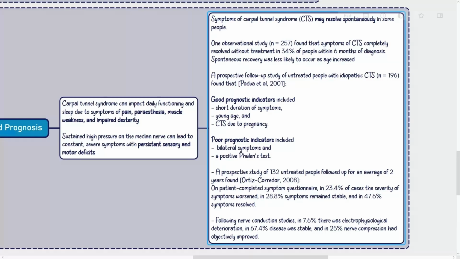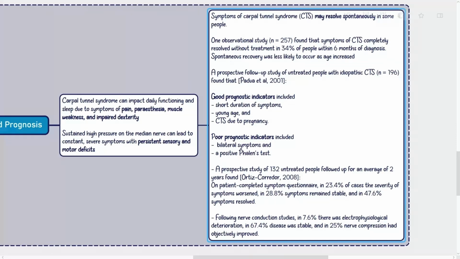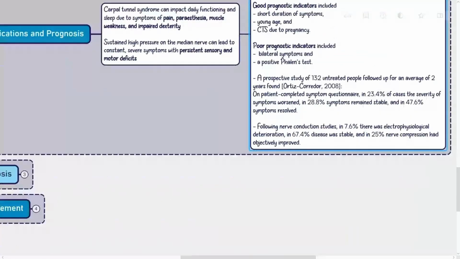A prospective study of 132 untreated people followed up for an average of 2 years found on patient-completed symptom questionnaire, in 23% of cases the severity of symptoms worsened. In 28% symptoms remained stable, and in 47% symptoms resolved. Following nerve conduction studies, in 7% there was electrophysiological deterioration, in 67% disease was stable, and in 25% nerve compression had objectively improved.